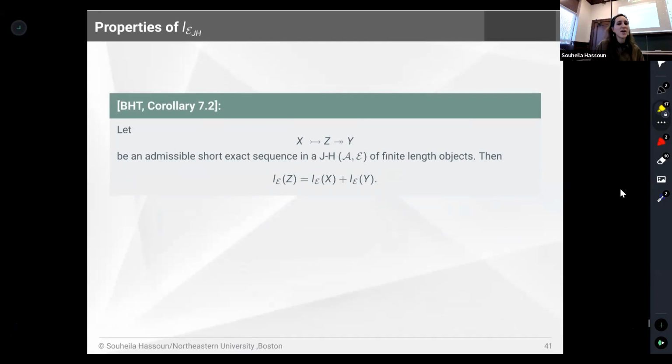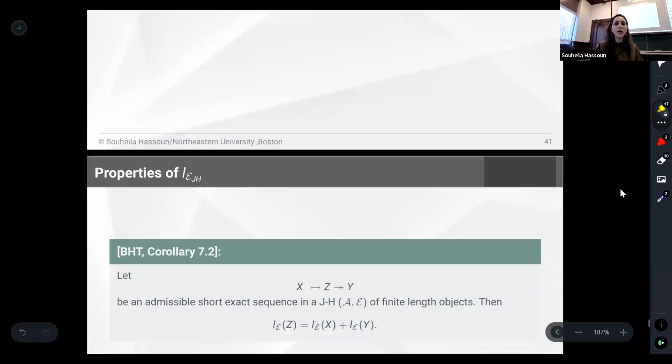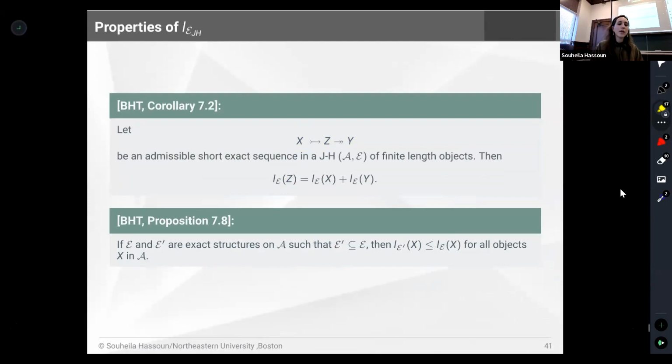So what it satisfies is that if you take any admissible short exact sequence, then the length of the one in the middle is the sum of the other two. And we have only one inequality if the category isn't Jordan-Hölder, if we take just the maximum as the length, but we have the equality if the category is Jordan-Hölder. So this is a better property. And that one also works for the general length, but also works here. So if we fix the object and reduce the exact structure, then the length will be reduced, since we will have fewer admissible monics. So when we reduce the exact structure, the length will get reduced.